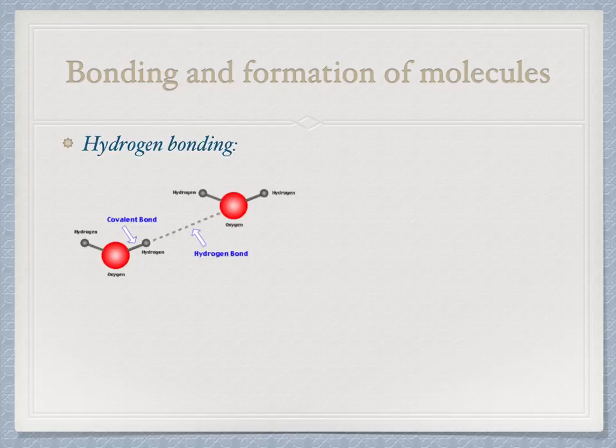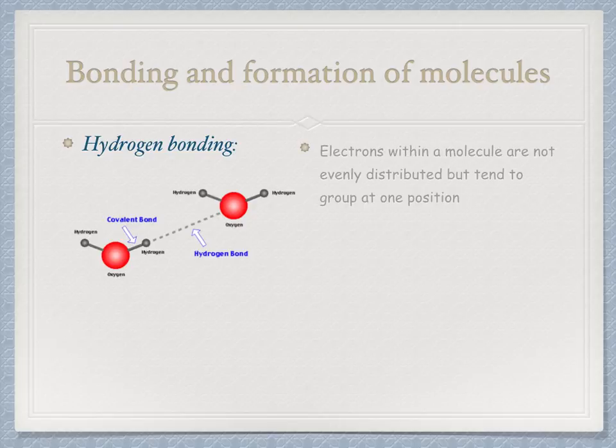What about hydrogen bonding? If you've got water, water is made up of H2O. This means that oxygen is covalently bonded to 2 hydrogen atoms. Now the oxygen atom is much bigger than the hydrogen atoms. This means that oxygen is going to have more of a pull on those electrons compared to the hydrogen atoms. So electrons within a molecule are not evenly distributed, but tend to group at one position. For example, in water, oxygen is much bigger. It's got more of a pull on those electrons compared to hydrogen.